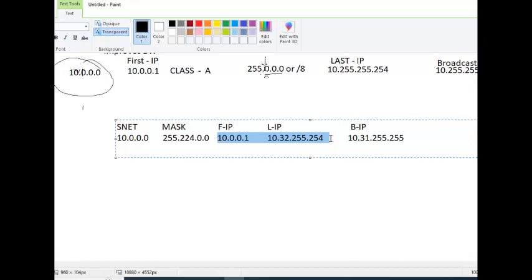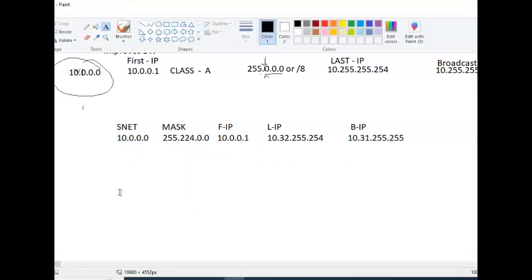Sir, how is your mask coming actually? 255.224? I have borrowed 3 bits from here. If I borrow 3 bits, I'll get 224. I'll show you how.